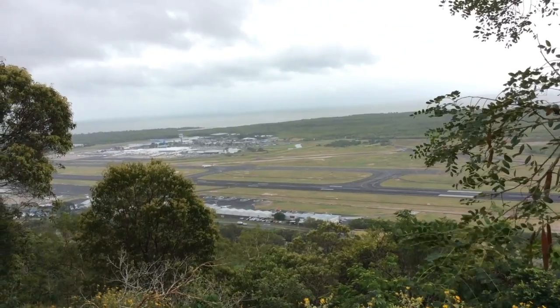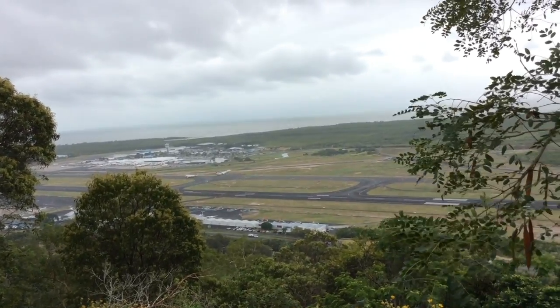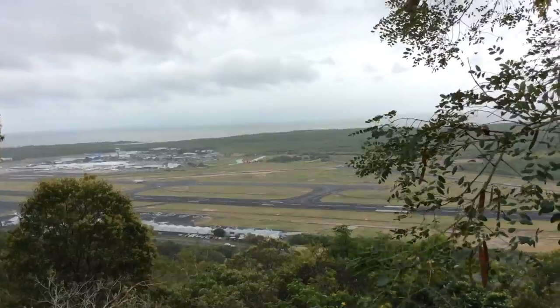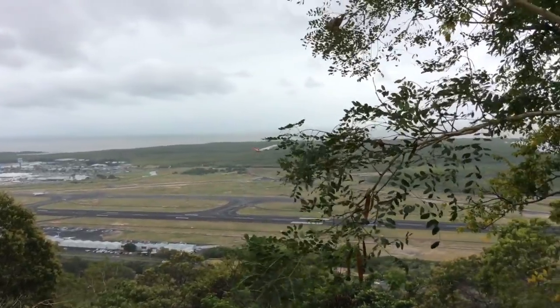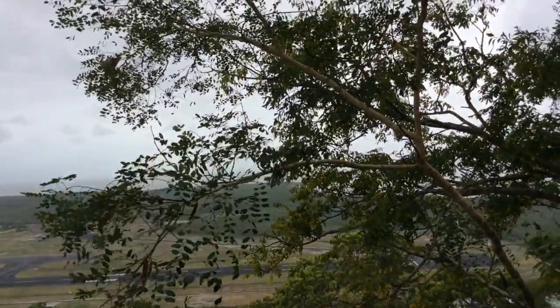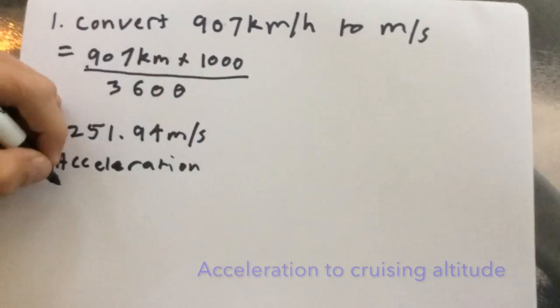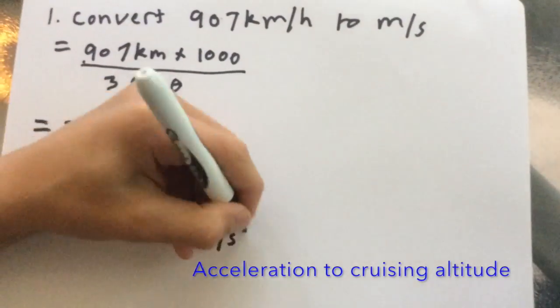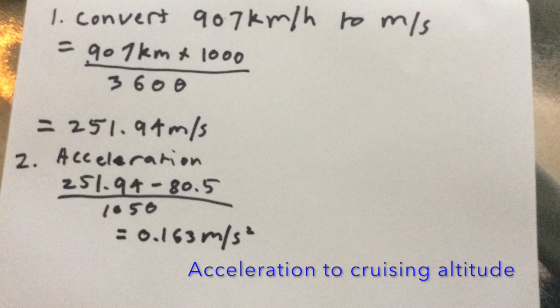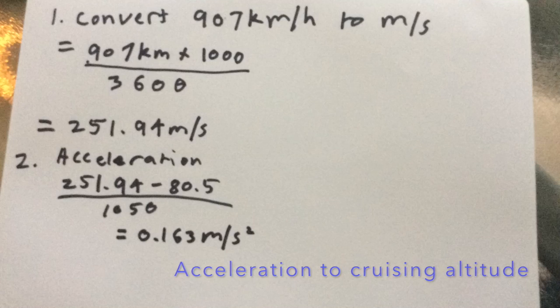This is 1,050 seconds. To calculate the acceleration the plane experiences during this time, we subtract the initial velocity from the final velocity and divide by the time. So we subtract 80.5 from 251.94 and divide by 1,050 seconds. We arrive at an answer of 0.163 meters per second squared.